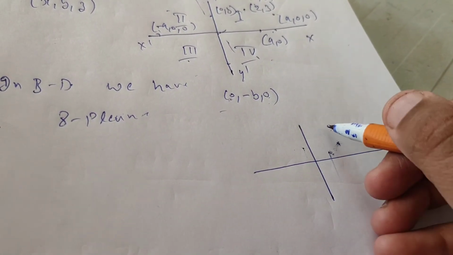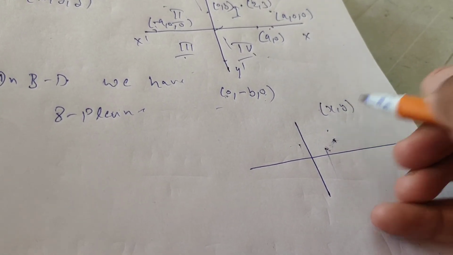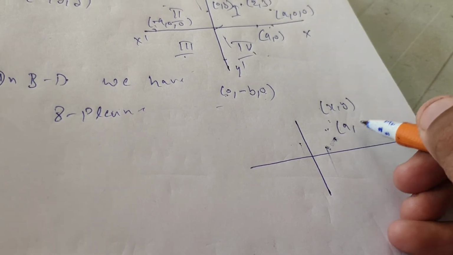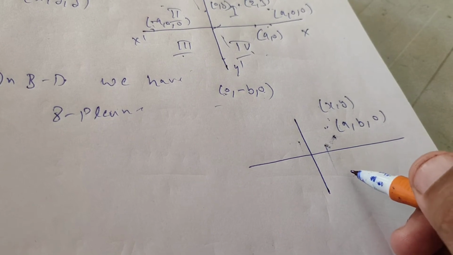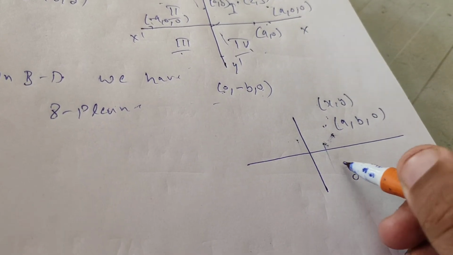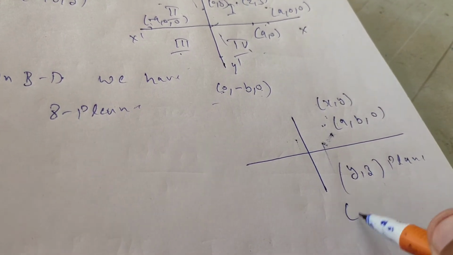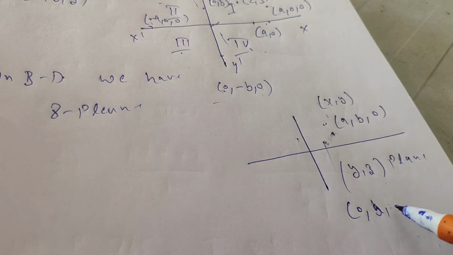Now next, in three dimensions, if there is a point in the xy plane, what is the coordinate of that? You say sir (a, b, 0). If the coordinate is in the yz plane, then what is the coordinate? You say sir (0, b, c).